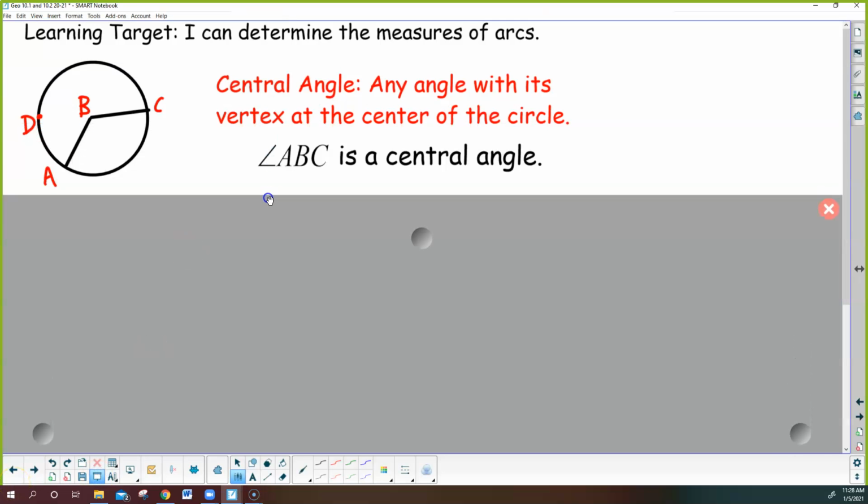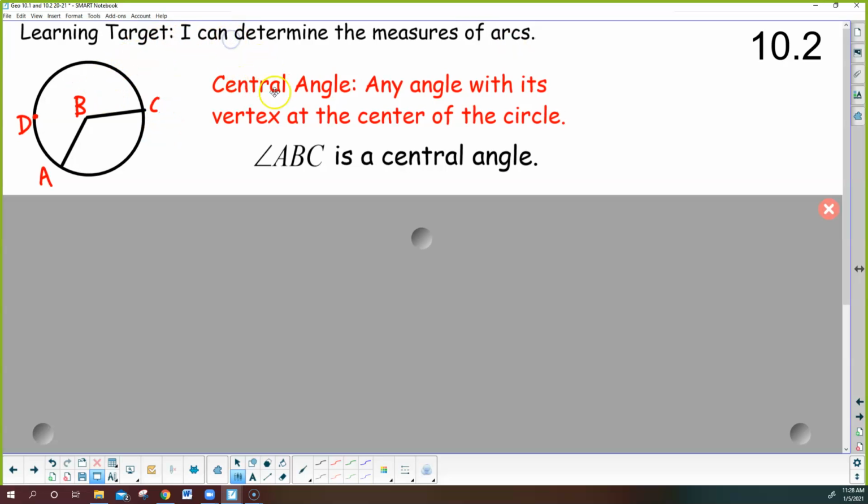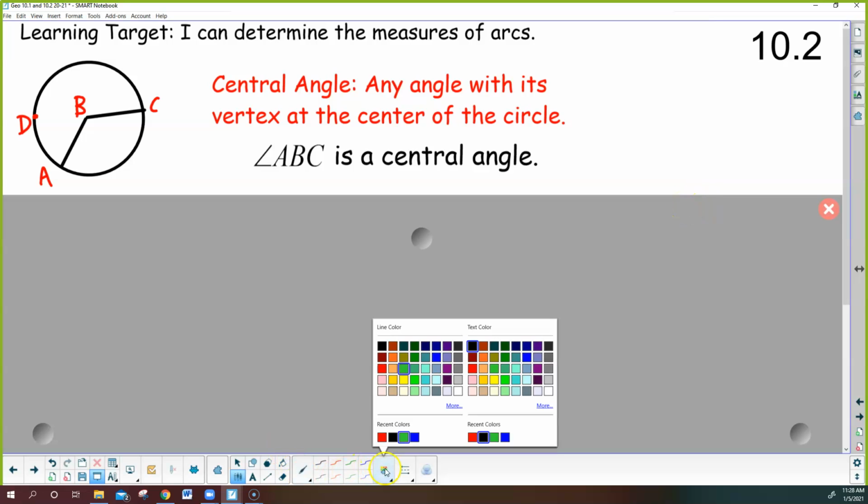All right, so now officially this is 10.2 notes. Everything we did prior to it was 10.1. This is 10.2, and 10.2 focuses more on arcs and angle measures, and that's what we're going to do here. We're going to define the difference between a central angle and an arc. All right, so I'll give you a second to write this down, and I'll explain it as you're writing it.